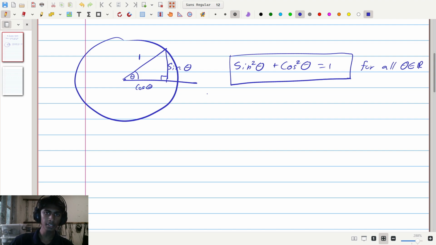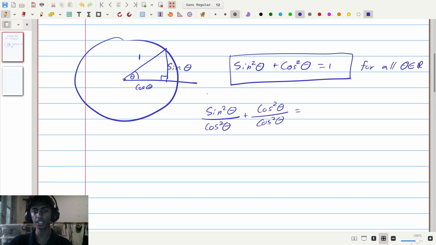The second identity can be found by dividing the whole thing by cosine squared theta. So if we just do that, we get sine squared theta divided by cosine squared theta plus cosine squared theta divided by cosine squared theta is equal to 1 divided by cosine squared theta. So here sine squared theta divided by cosine squared theta is (sine theta divided by cosine theta) squared. Sine theta divided by cosine theta is tan theta. So sine squared theta divided by cosine squared theta is tan squared theta.